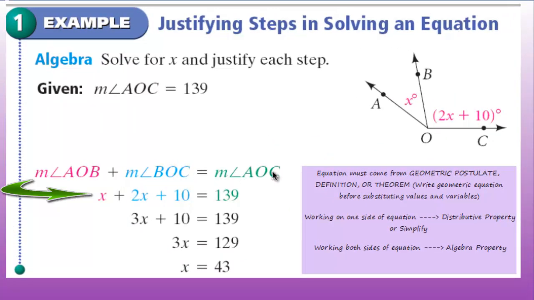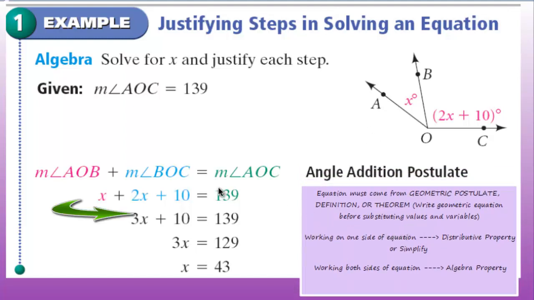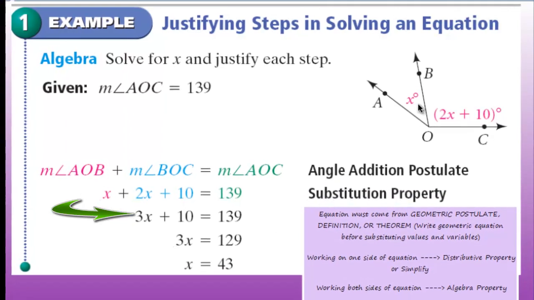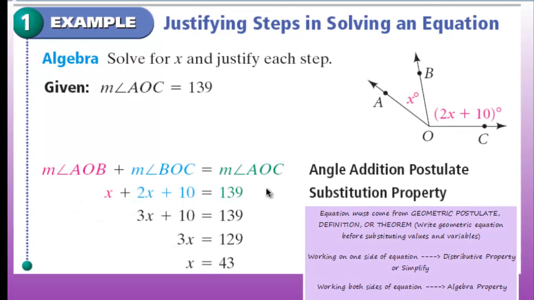So how do we get this first equation? Well, by looking at this diagram, we know that AOB plus BOC is equal to AOC. That is the angle addition postulate. That's that geometric equation that we arrive at. Then how do we get from this expression to this one here? Well, we do that by substituting in now the values that we have in the diagram.